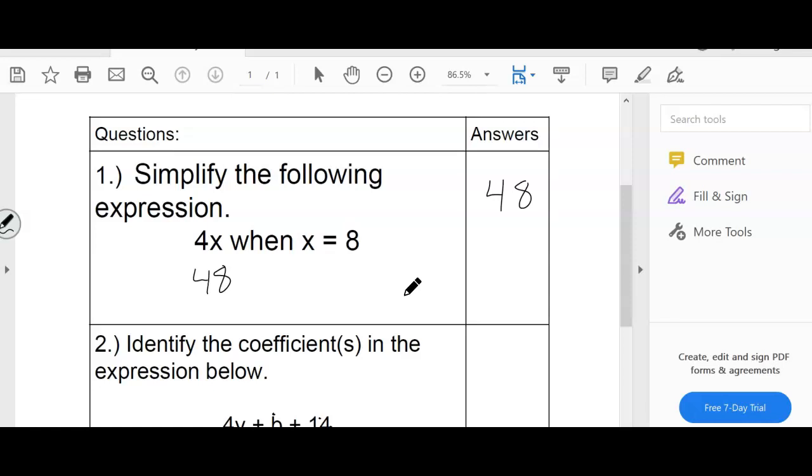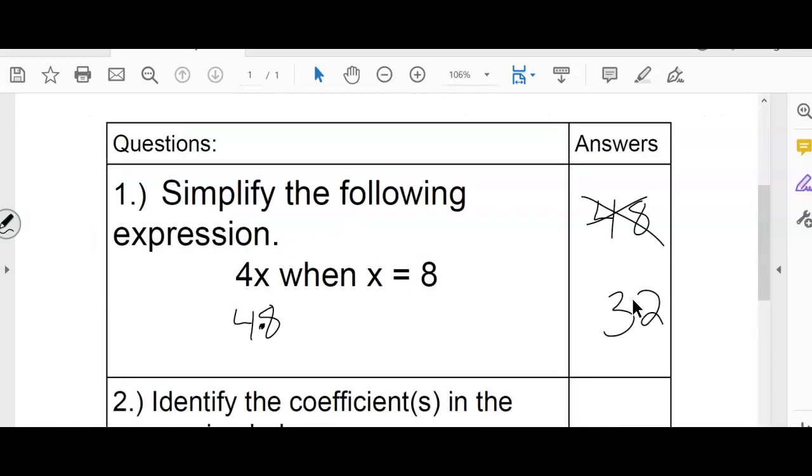Okay. What are they missing? Kaden? The multiplication symbol. So the real answer to the question is 32. And you all did a great job with that. Just wanted to clear that up.